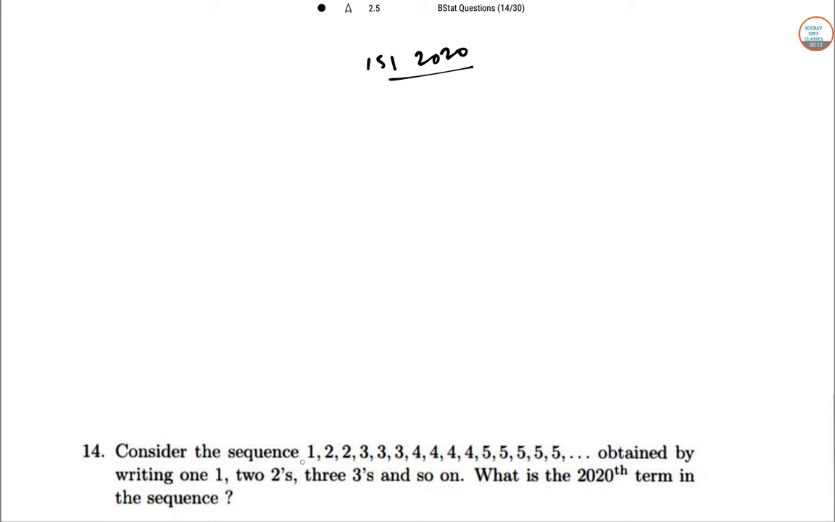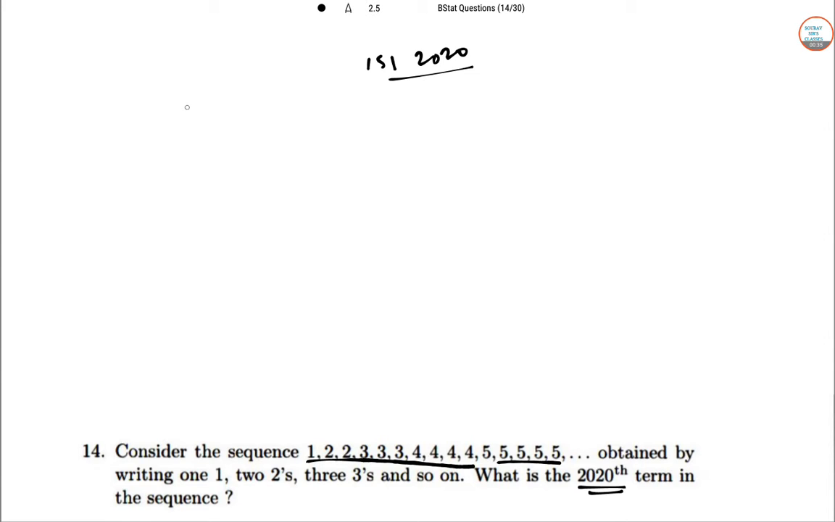Consider the sequence 1, 2, 2, 3, 3, 3, 4, 4, 4, 4, 5, 5, 5, 5, 5 obtained by writing 1 once, 2 twice, 3 three times, and so on. What is the 2020th number? That is the year this was set in. As I have a knack of doing this, you can do your research on the year you are giving in. Okay, that will be beneficial.